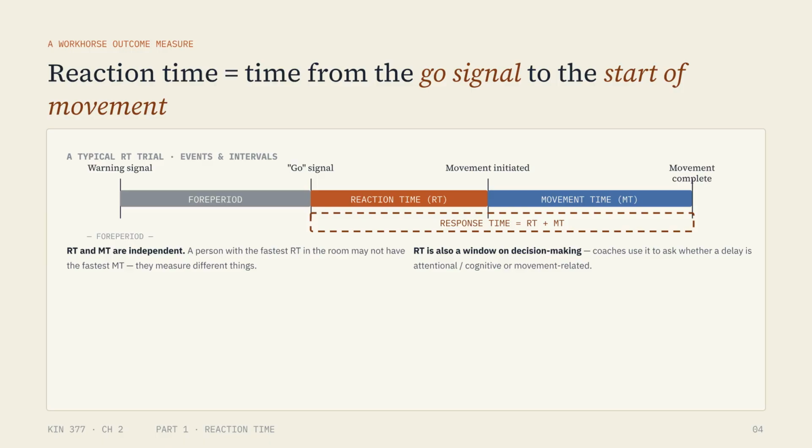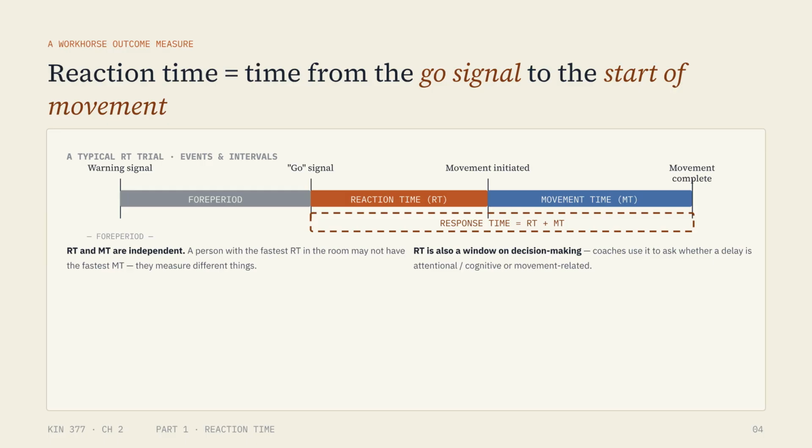2 non-obvious things to remember. First, RT does not include any movement at all. It ends the instant the limb starts moving. Second, RT and MT are independent. The fastest reactor in your group isn't necessarily the fastest mover, and vice versa.